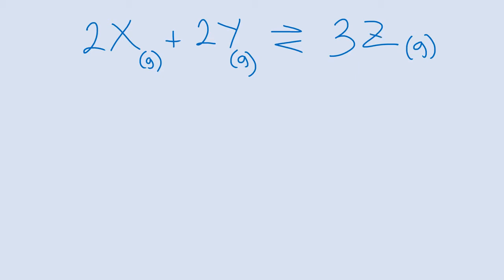Now, this forwards reaction, I'm going to say that this is exothermic, minus 50 kilojoules per mole. So whenever you're given a delta H value, that is always for the forwards reaction. So the forwards reaction is exothermic. That means the backwards reaction would be endothermic. Now, let's look at the effects on pressure.